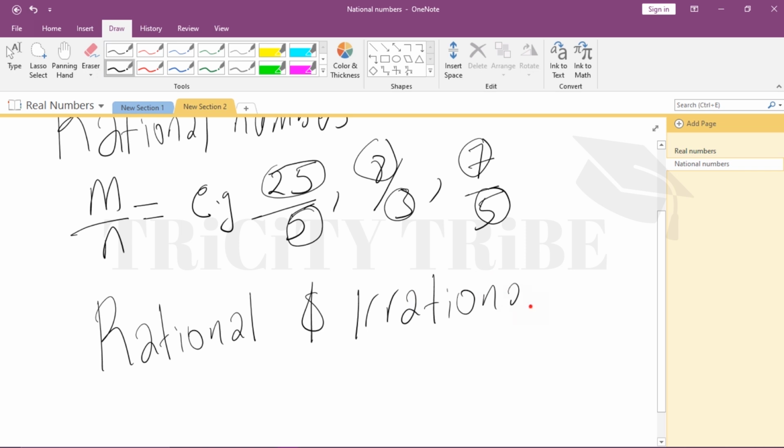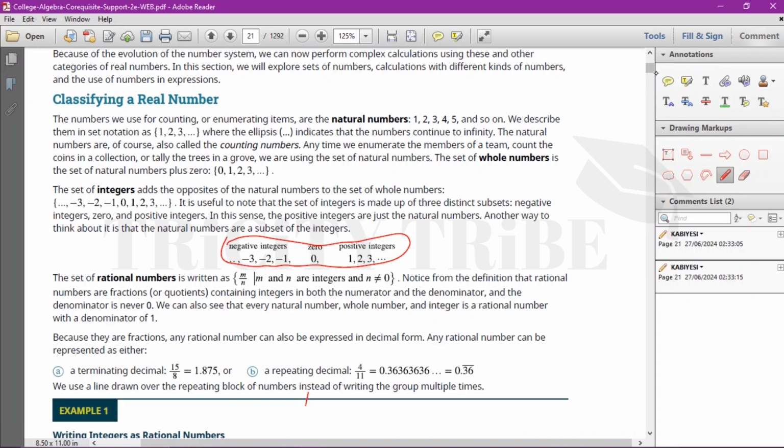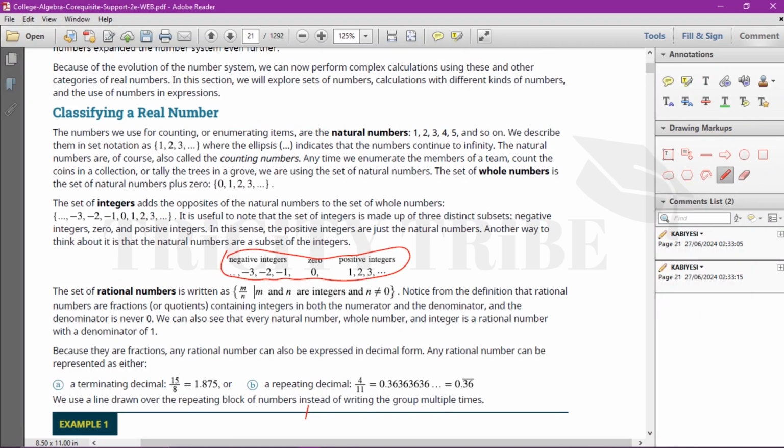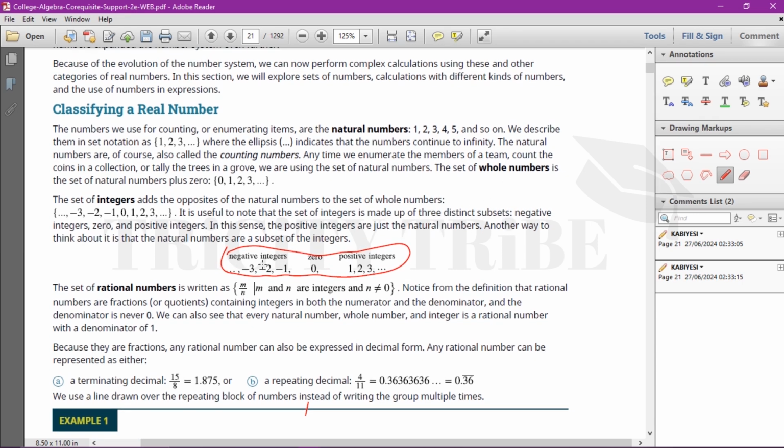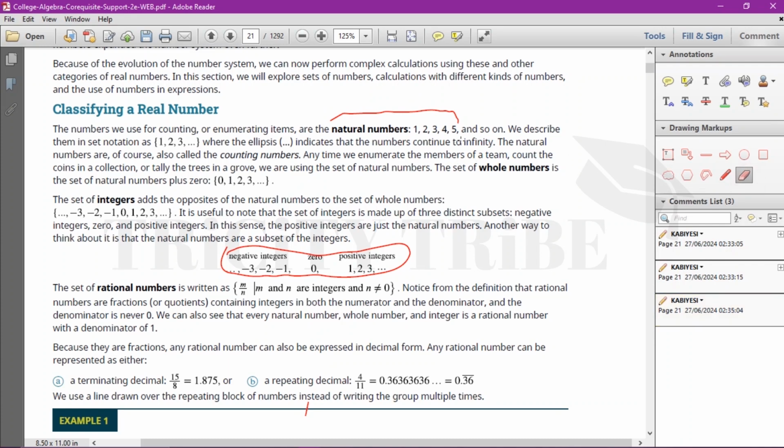Nothing much to say right now. What I want you to see here is that if you look at this textbook, we have two types of integer: negative integer and positive integer. We're told that natural numbers are the numbers we use for counting. They start from 1, 2, 3, 4, 5, and so on. Can you see that? They are numbers used for counting.